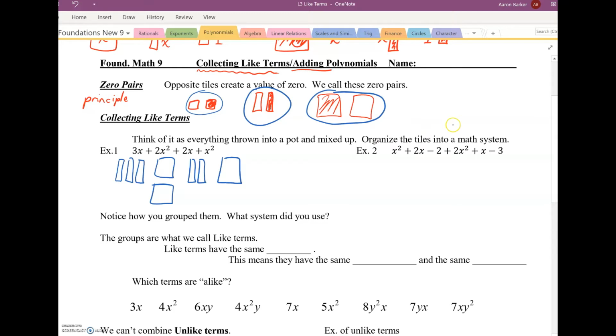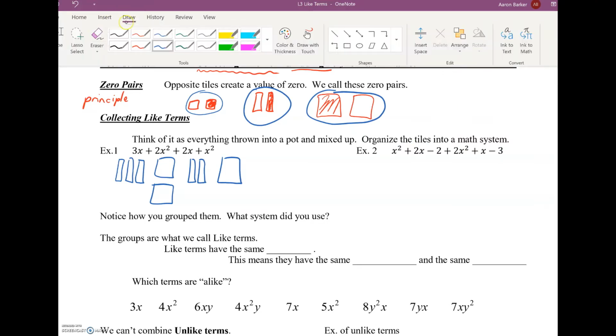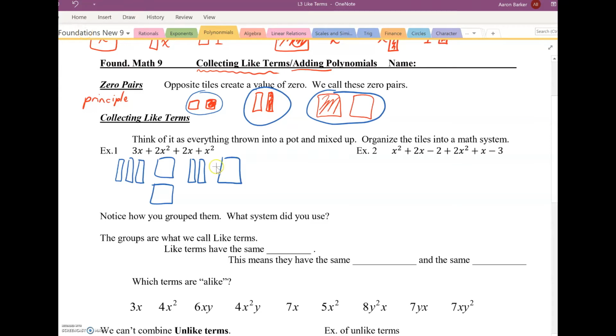What you want to do then is organize these tiles into a math system. Most of you, if we had the tiles on the desks, you'd be moving them around no problem. I can move these around as well. I would probably move these 3 right here, taking them and moving them over here, and moving this over here. Now all my x squareds are grouped together. And then I'm going to group these together, which is exactly what I want you to do. That is collecting like terms.